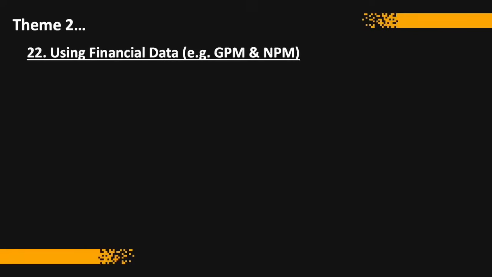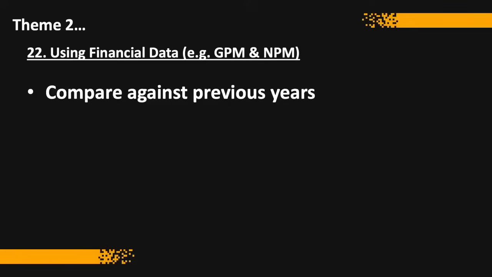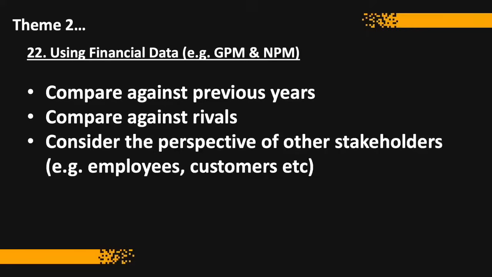Next thing to think about is using financial data. So you might use gross profit margins, you might use net profit margins, and you want to compare against yourself in previous years. Have you been trending upwards? Also, you want to compare against rivals. Are you better than the industry average? Are you better than your main competitors, your main rivals? But for a bit extra, you might want to consider the perspective of other stakeholders. So think about employees. What do they care about? They probably care about training, wages, and so forth. Customers, well, they care about prices, quality, customer service.